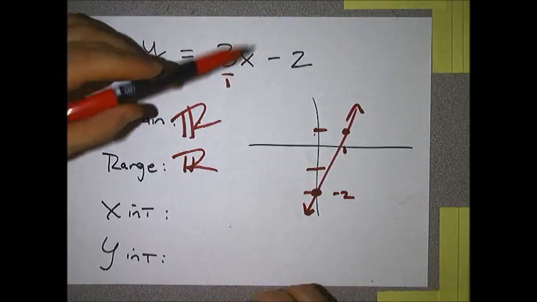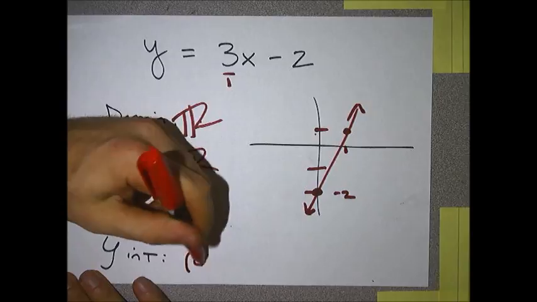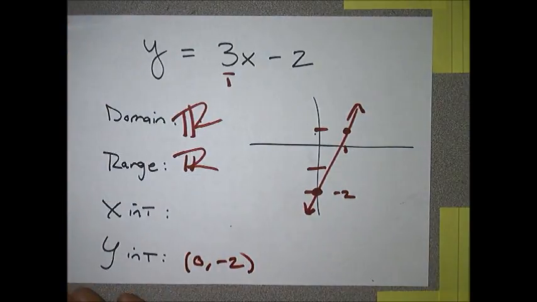Because if x is 0, this would go away and I'd be left with negative 2. So my y-intercept is at (0, -2).